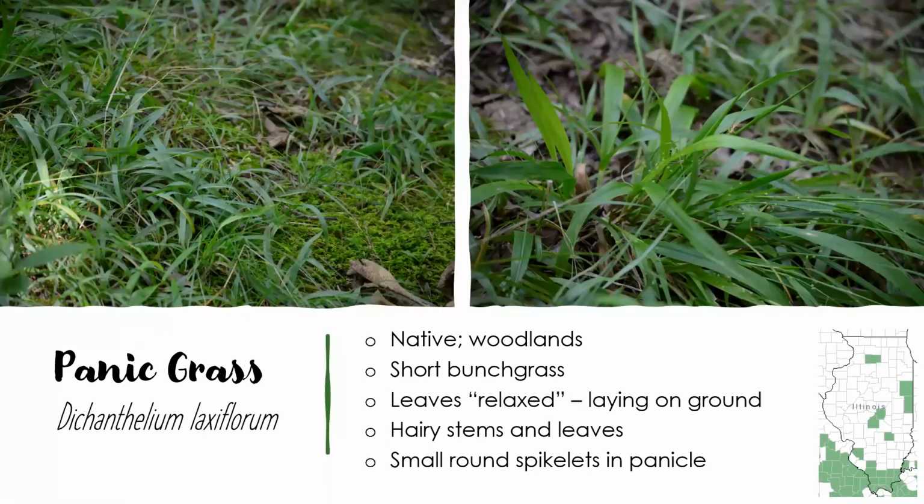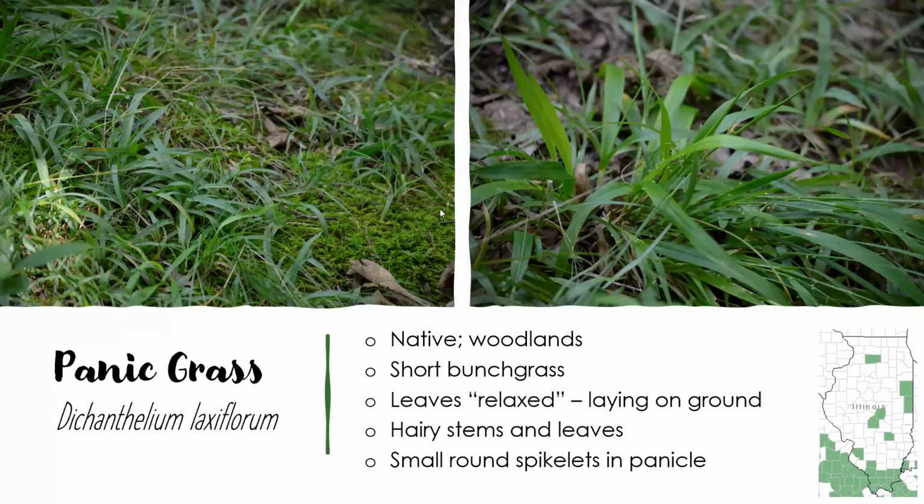And our last grass, I believe, for today is another Dichanthelium, Dichanthelium laxiflorum. This one, again, doesn't have a specific common name, so we just call it panic grass. A native found in woodlands, and it's a really short bunch grass, so it only gets about 6 inches tall. I like to describe this one's leaves as being relaxed or laying on the ground. So we can see these different bunches of this grass over here.